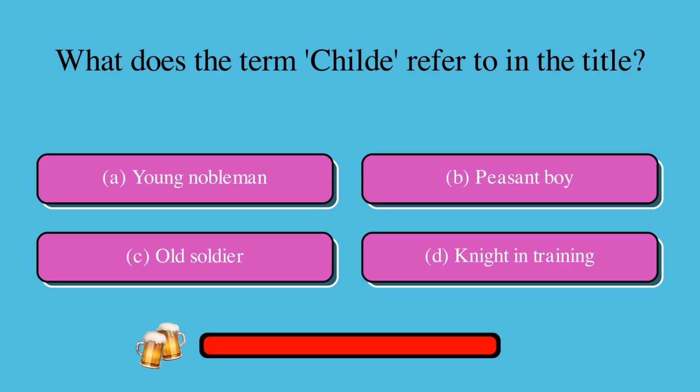What does the term Childe refer to in the title? Is it A, young nobleman, B, peasant boy, C, old soldier, or D, knight in training? The correct answer is A, young nobleman.